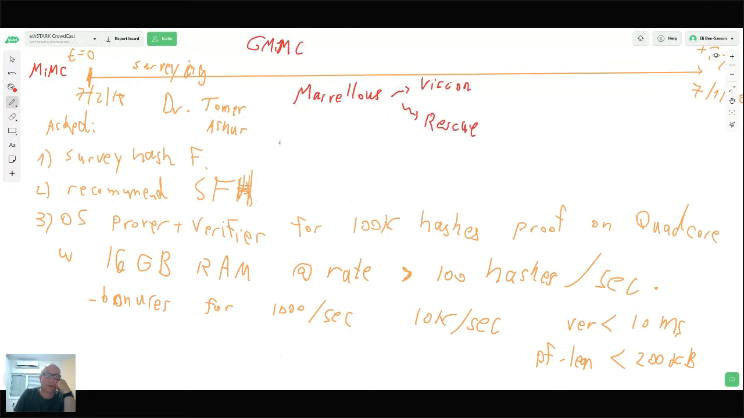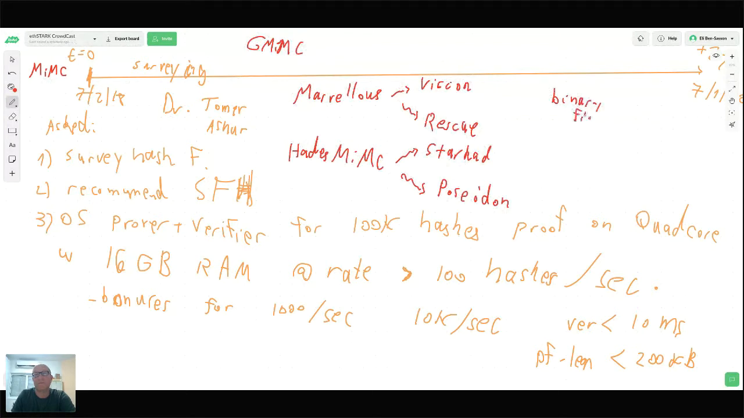That was one effort. The other effort was this other family that's called HadesMiMC, basically that's related to GMiMC and to MiMC, and it also has two constructions. One is called StarkAD, and the other is called Poseidon. And so some of these constructions are natively built over binary fields. So these are the ones over binary fields. And the two others are over prime fields.